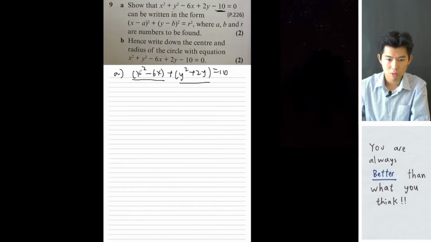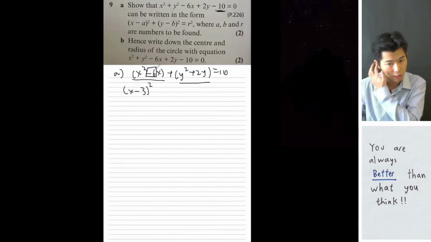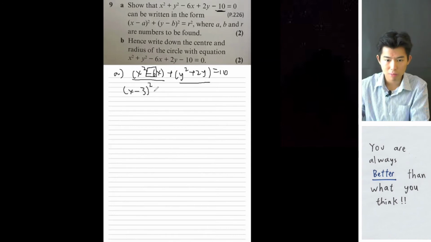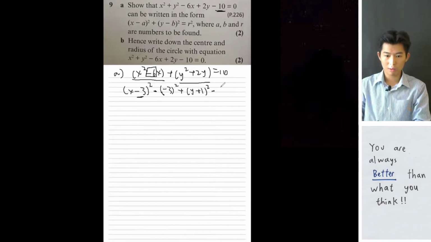So (x minus 3) squared, because this value here is negative 6, divided by 2 will be negative 3, minus negative 3 squared. Next, (y plus 1) squared, because 2 divided by 2 will be 1, minus 1 squared, equals, let's just write this thing down to here.